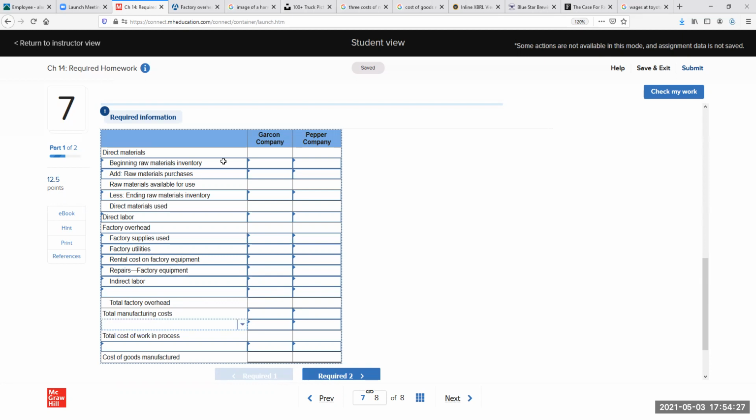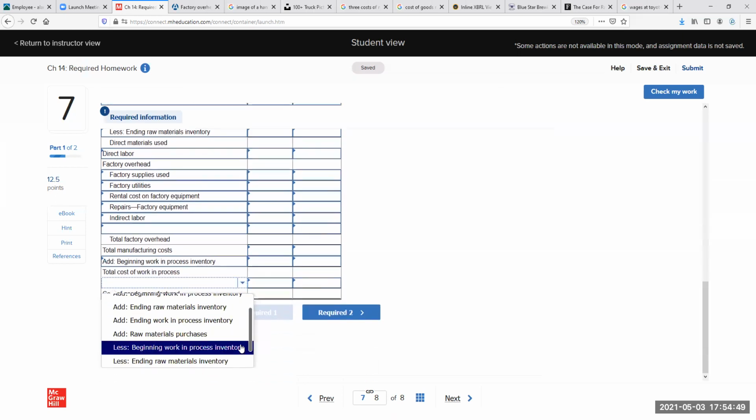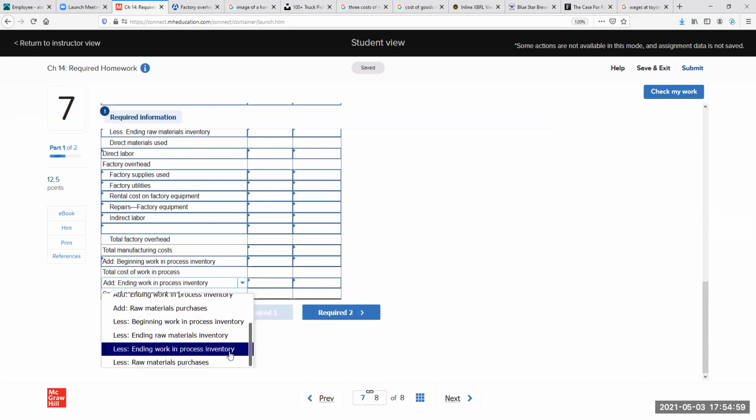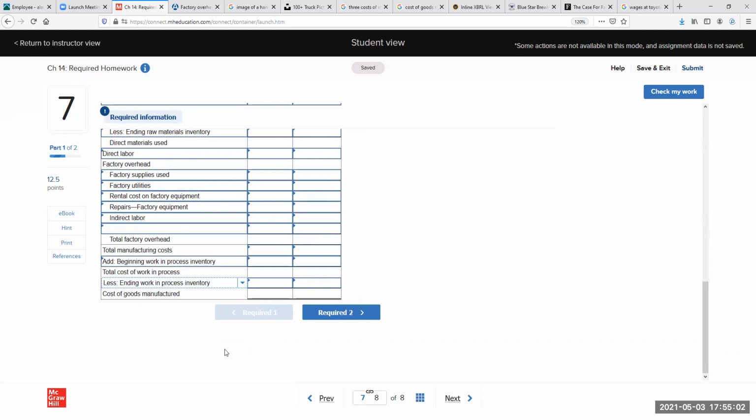Now, what do you do with all your manufacturing costs? Well, you have to add what you still had worked on from last month, add beginning work in process. There you go. Equals the total money you have tied up now. You had this much tied up last month. Now you spend all this additional money, less what you have at the ending work in process. It's not an add, it's a less, the ending work in process. Where are you at? Less ending. There we go.